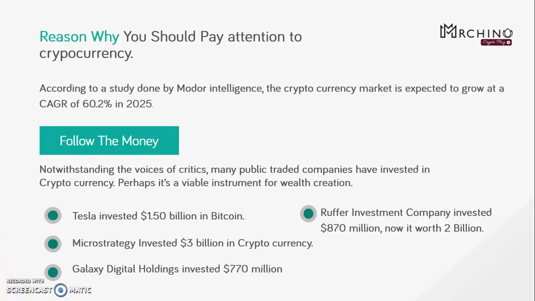So now, the reason why you should pay attention to cryptocurrency. A lot of people say, let me just be looking on. See, follow the money. That's the thing. If Tesla invested $1.5 billion in Bitcoin, that means there is money in that place. MicroStrategy invested $3 billion in cryptocurrency. These are publicly traded companies that have invested in cryptocurrency. My dear, follow the money. Don't mind what people are saying.